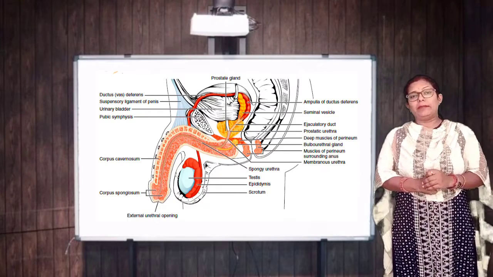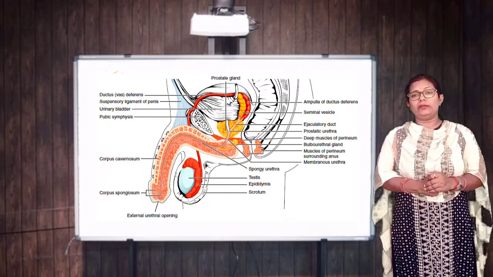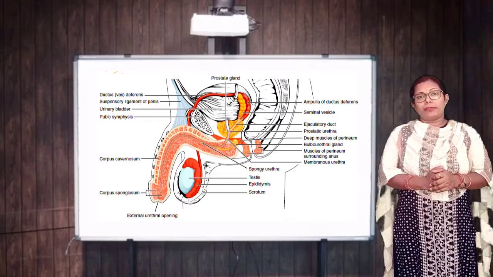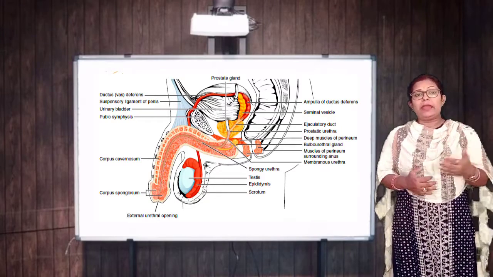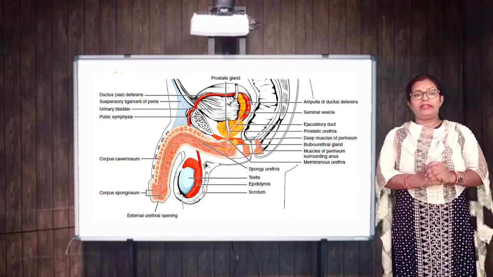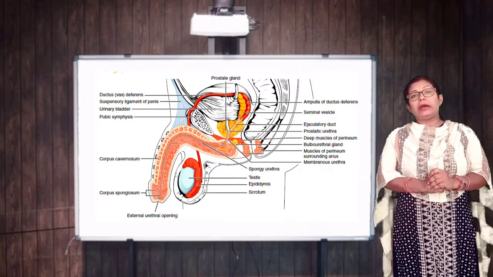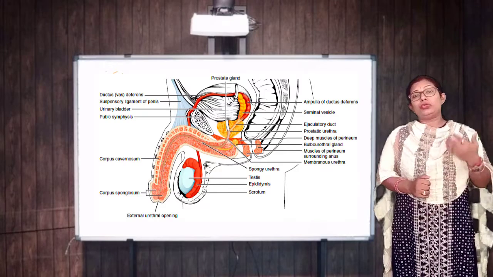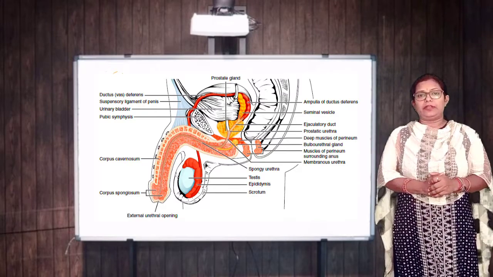The penis is the male external sex organ. The main function of penis is to transfer semen from the male into the vagina of the female during mating. Not only this, the penis is also used to pass the urine as well.